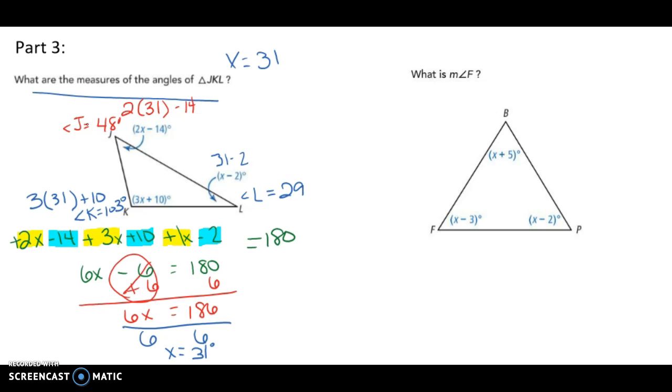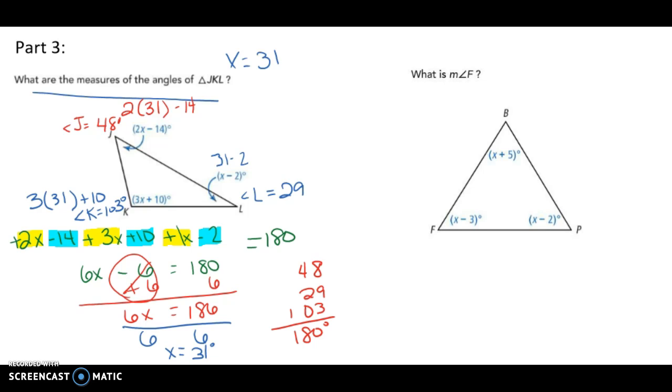Okay, so now it would be really wise to do a really quick check. 48 plus 29 plus 103, we want to know, is that going to equal 180? Because it does, we know that we have done it correctly and that my measures are probably right. There's a little bit of room for error on which one goes with which, but we know that they will all add up to be 180, which was the goal. So we are pretty safe in assuming that we are correct.